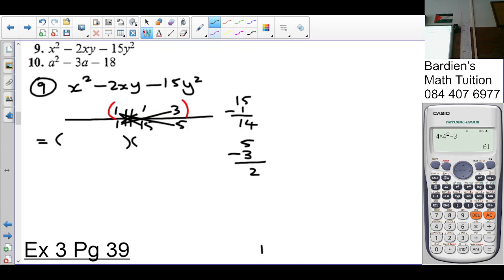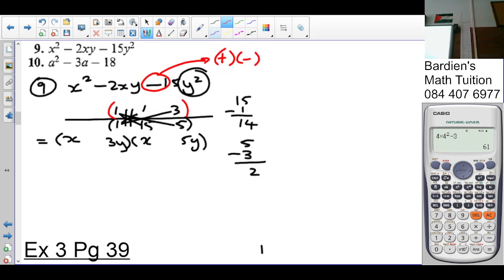So what's going to go here? An x and a 3y. Can you see that, people? And then an x and a 5. What about our signs? It's minus. So plus and minus, or minus and plus. Okay?